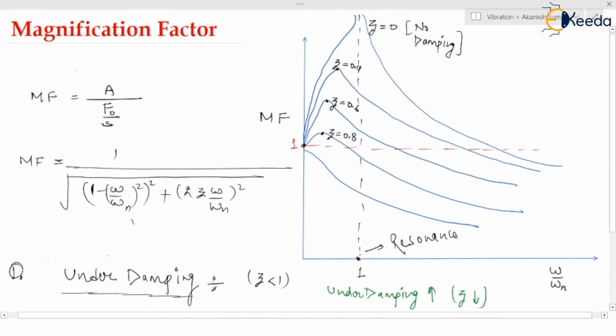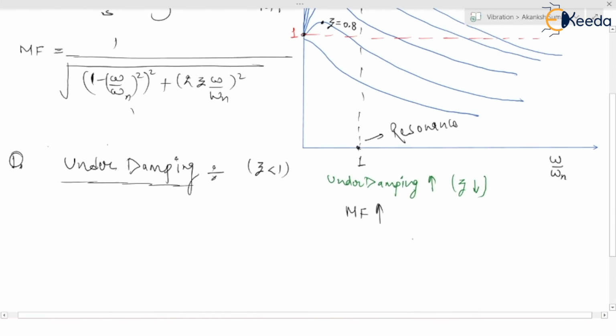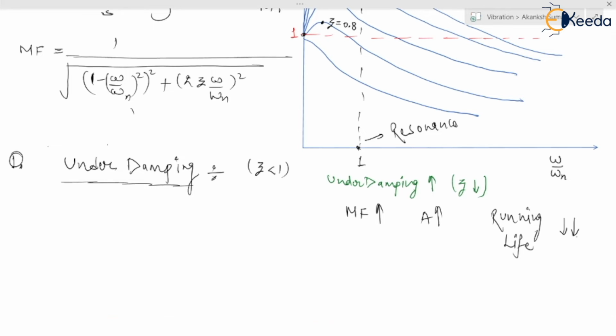And we know magnification factor is directly proportional to the amplitude. You can see this formula. It is directly proportional to the amplitude, so that's why amplitude also increases. Are you getting my point? And we know if the amplitude increases, the running life of the mechanical system decreases, because we don't want vibrations in any mechanical system, because it decreases the running life of the system if the vibration is there. So as you increase the amplitude of the vibrations, of course there will be a decrease in the running life. Yes or no? So this is what about the underdamping.